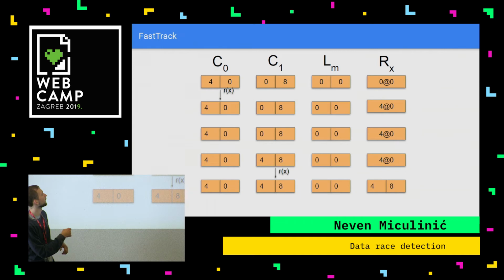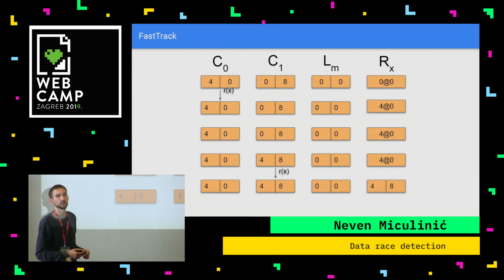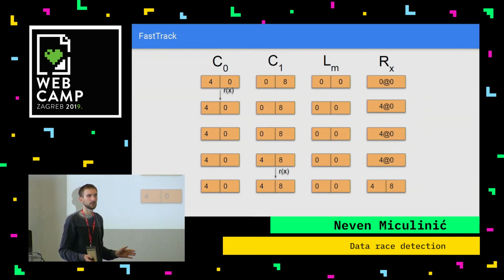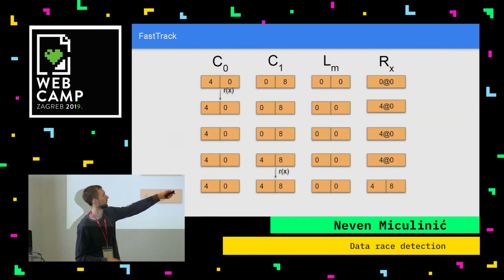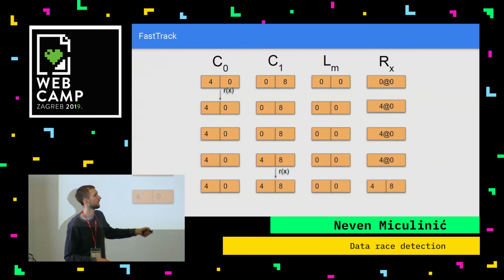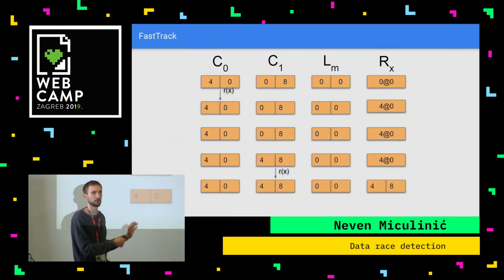If there is, but for reads, the situation isn't so simple because it's perfectly valid to have multiple concurrent reads happening. So they use shadow words as much as possible, and when there are concurrent reads to this memory location, they fall back to the full vector clock. For many cases, this is a big performance improvement.